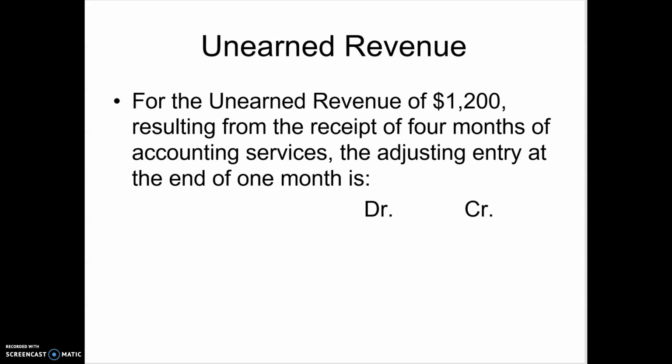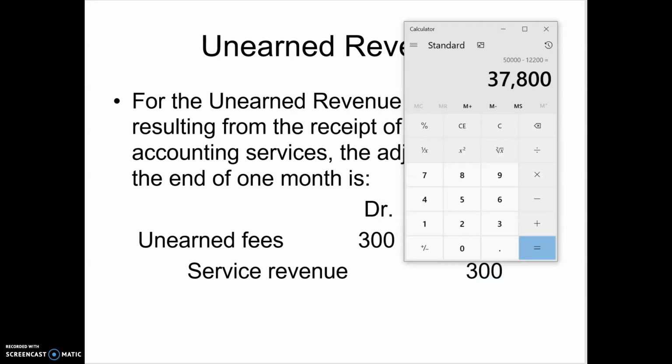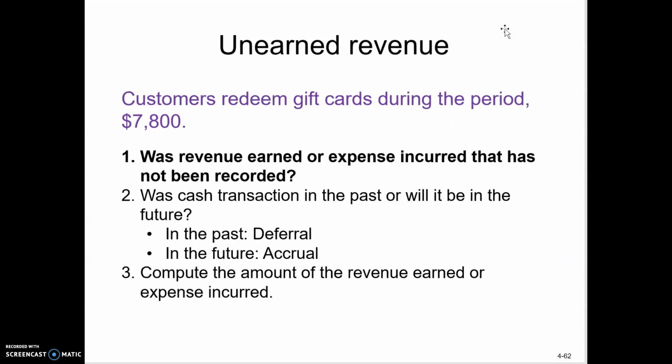So this is the adjusting entry, right? And I said the first step is always, are we dealing with a revenue or an expense? We're dealing with a revenue. And we know we record revenue by crediting it. In this situation, we credit the service revenue. Our debit will be the unearned revenue or unearned fees account because we don't owe the 1 month anymore, right? And 1 month was $300 because $1,200 was received for 4 months. So that means in 1 month's time, we've earned $300. So that's the adjusting entry.